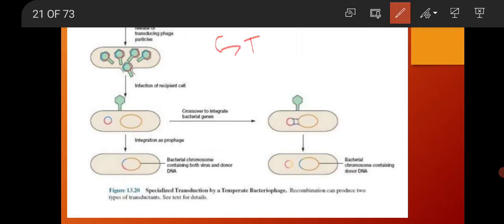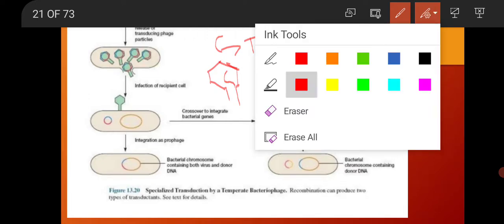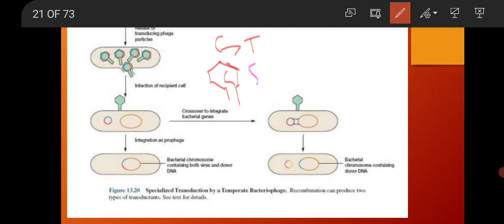In generalized transduction, either the head of the phage has phage DNA or it has bacterial DNA. But in specialized transduction, there is phage DNA with bacterial DNA, attached together, not separate. So that is the difference between generalized and specialized transduction, which you have to keep in mind.